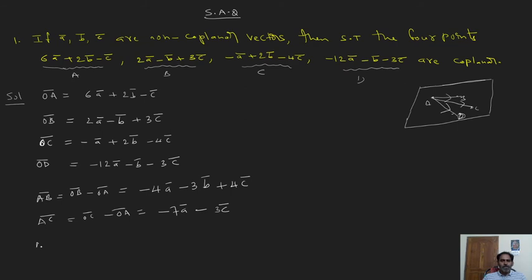Right. Next, last AD bar, the third vector I am getting. OD bar minus OA bar. OD minus OA: minus 12A minus 6A is minus 18A. Next, minus B minus 2B is minus 3B. Next, minus 3C plus C is minus 2C.